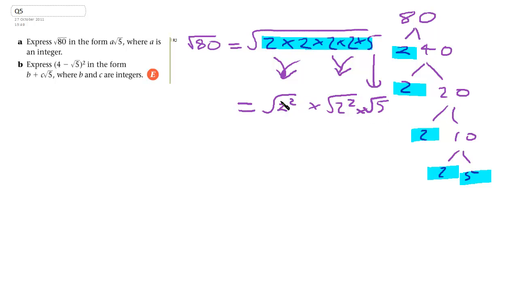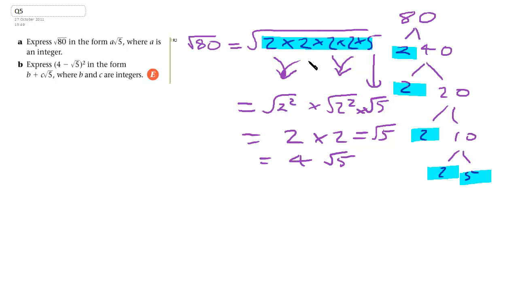Now obviously these are inverses. 2 squared is 4, square root of 4 is 2. 2 squared is 4, square root of 4 is 2. So you effectively have 2 times 2 times the square root of 5. So this is equal to 4 root 5.